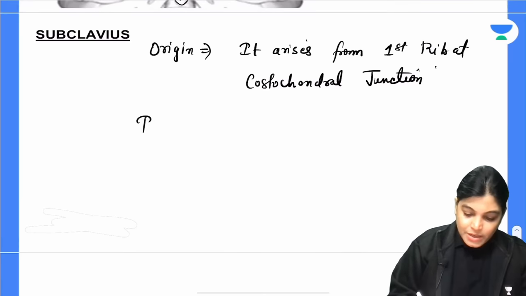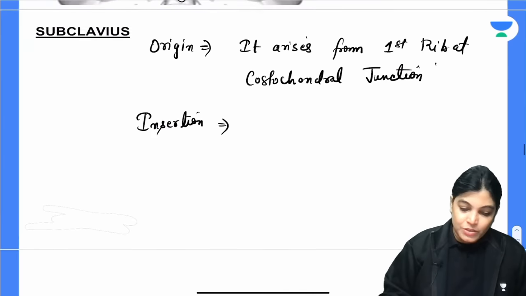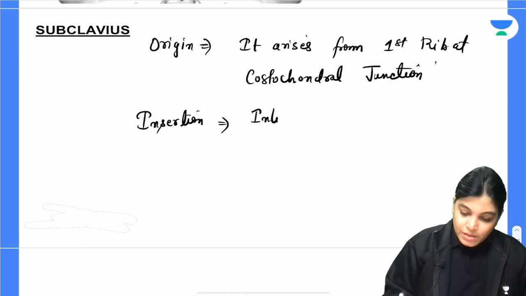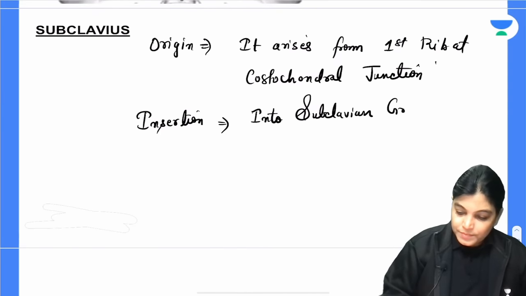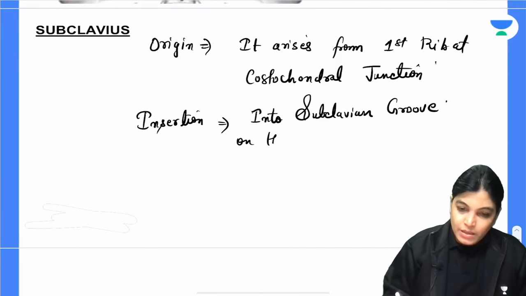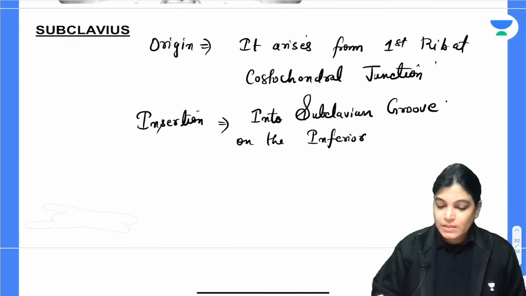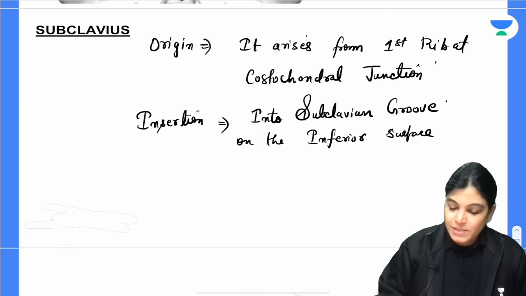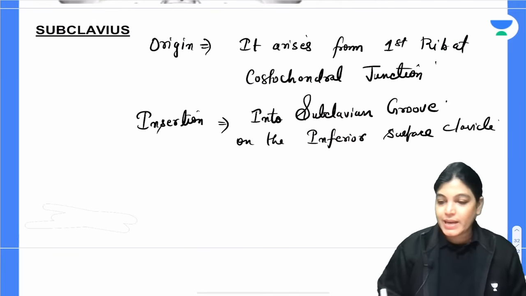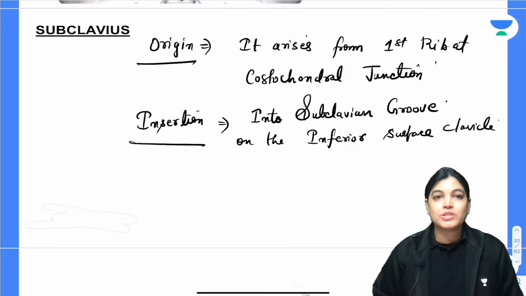Got it? Insertion. If I talk about insertion, where it is inserting, it inserts into the subclavian groove on the inferior surface of the clavicle. To be more specific, the inferior middle part of the inferior aspect of the clavicle. So we have done with origin and insertion.